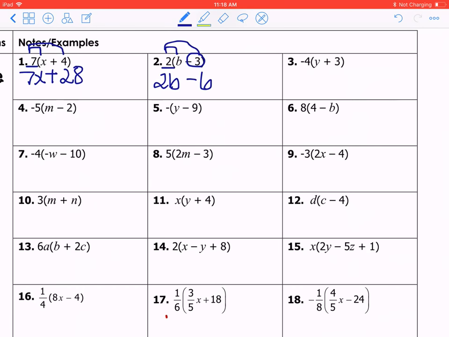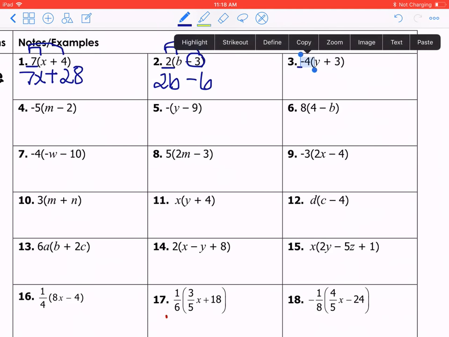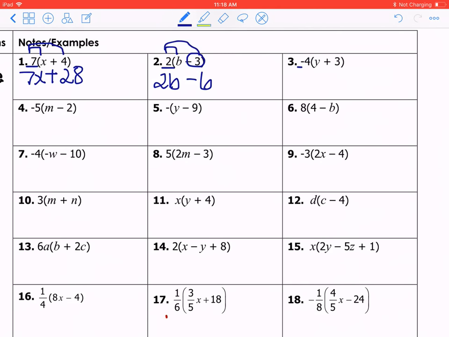Number 3, now we have a negative number on the outside of the distributive property. Oops, I apologize. Which is fine. Same thing. Take the negative 4 times y, which gives you negative 4y, and negative 4 times 3, which gives you negative 12. So just make sure you're watching your signs.